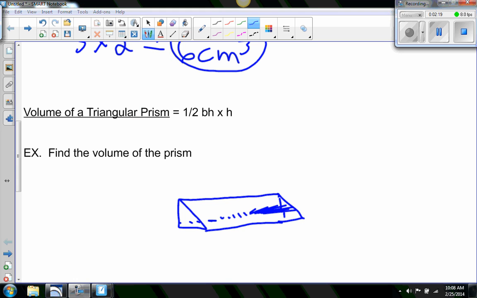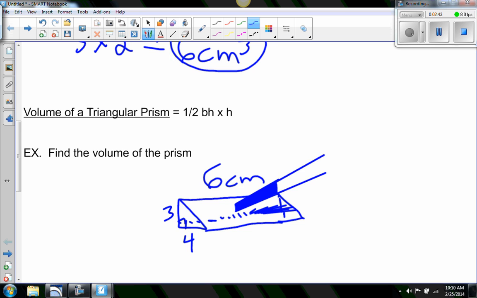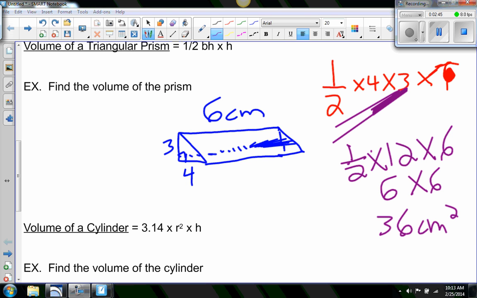Let's say that this is our triangular prism here. Here are my dimensions. The height of the whole figure is 6 centimeters, and then my triangle is 3 by 4. And you know it's 3 by 4 because there's a right angle right there. So if I plug it into the formula, here's the rest of the problem.